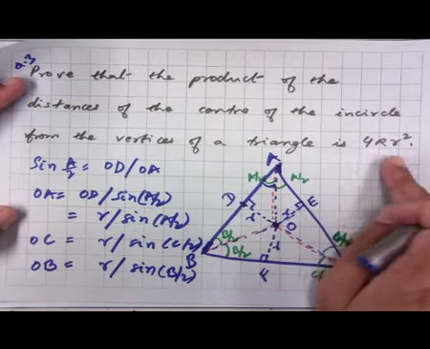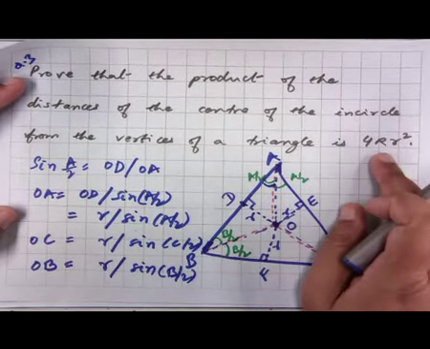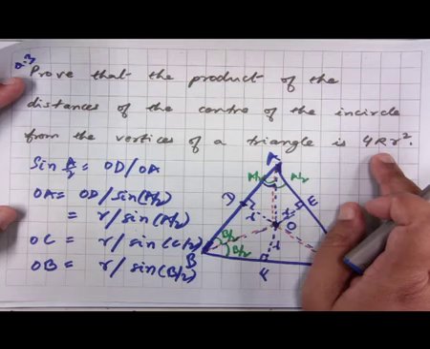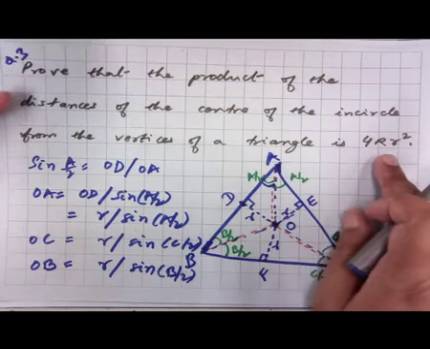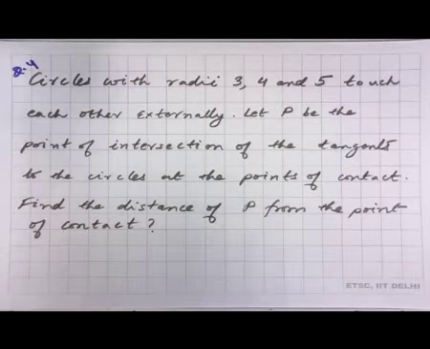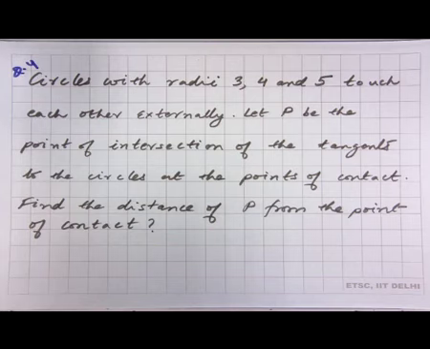So, this is what was asked to prove, and we have shown that the product is indeed equal to 4 R r squared. We now move on to the fourth question.